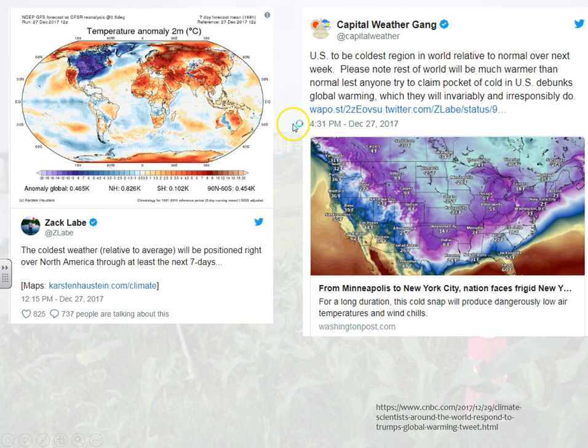Okay. It's also important to remember that it's climate, not weather change, excuse me. So what Trump is referring to is weather. It's cold weather. Climate is the long-term impact. So we'll talk about the difference between weather and climate.